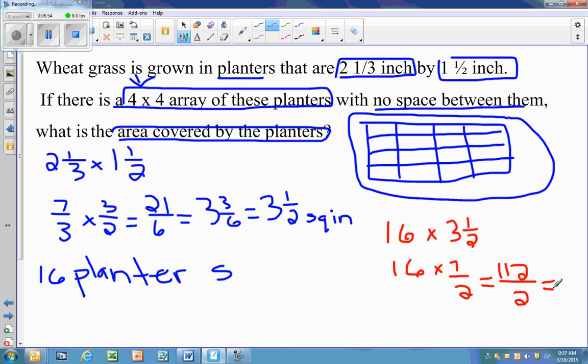And when I turn that back into a mixed number, I end up with 56. I'm going to put that down here because there's no more room. And so my area of the whole entire thing is 56 square inches. And that's the review for the area quiz.